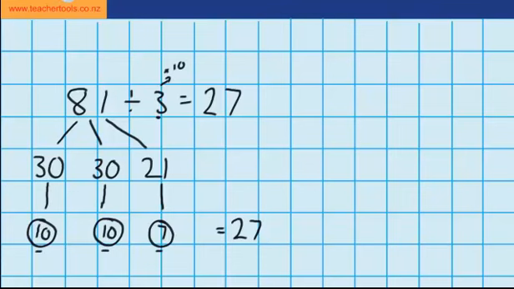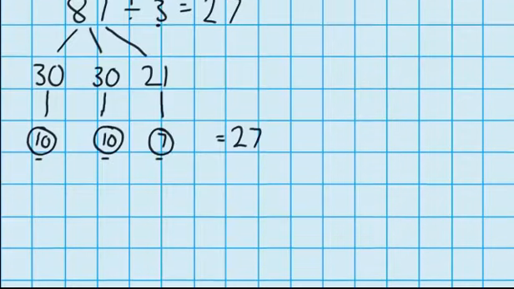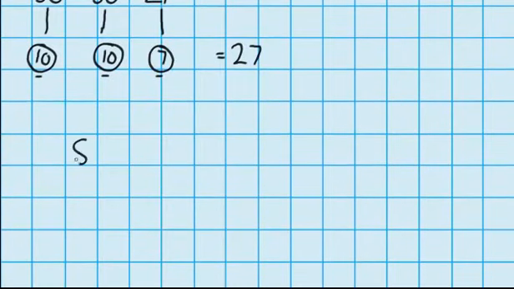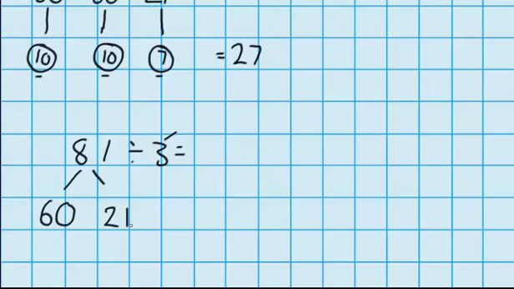Now we're going to see if there's a slightly quicker way to answer that question. So I'm going to write it down again. We've got 81 we want to share into 3 groups. Again, I'm going to start by thinking of a big tidy number that's on my 3 times tables. Now I know I can go a little bit higher than 30. In fact, I can go all the way up to 60. So first of all, I'm going to share out 60 counters. If I share out 60, that's going to leave me with another 21 counters still to share out.